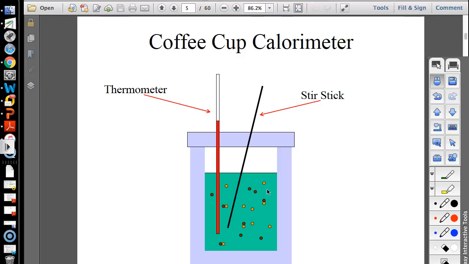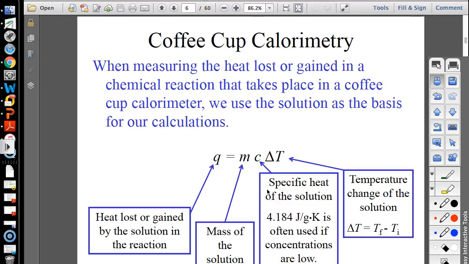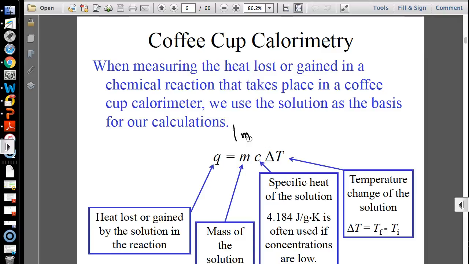If I'm using a coffee cup calorimeter, like I said, we're going to use the solution as the basis. So again, that's our heat. The Q is the heat. Now the mass of the solution, this is really, really important. 1 milliliter of water equals 1 gram. So if you have a 200 milliliter solution and I want to convert that to grams, 200 milliliters is 200 grams.